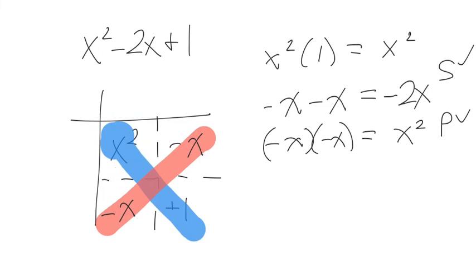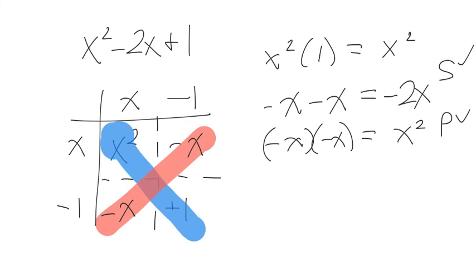Well, in that case, it's going to be x and x. And then what multiplies by x to give me negative x? Well, that's got to be negative 1. And also, this has to be negative 1 for the same reason, because x times negative 1 gives me negative x.